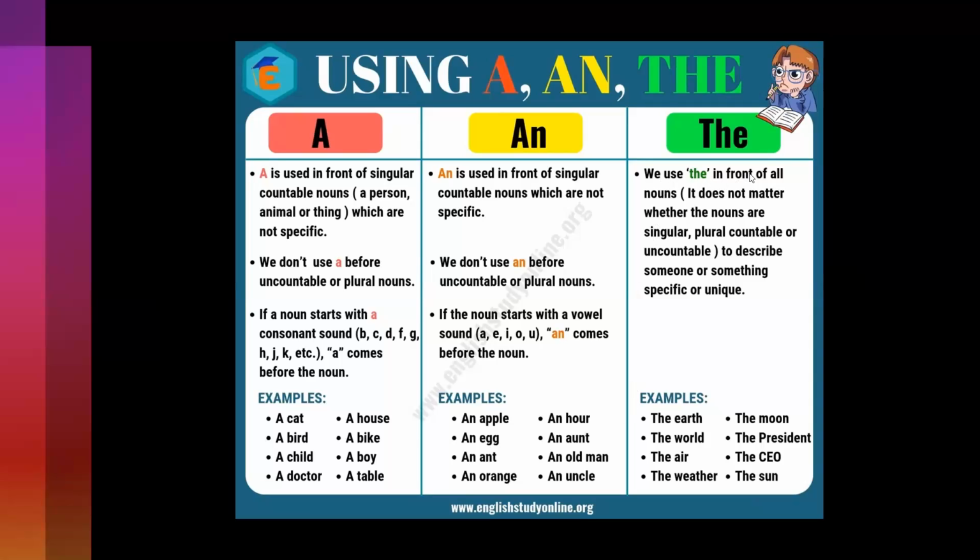And we use the in front of all the nouns. It does not matter whether the nouns are singular, plural, countable, or uncountable, to describe someone or something specific, unique. Then we are talking in this case for proper nouns, while a or an are used for common nouns. For example, the earth, the world, the air, the weather, the moon, the president, and so on.